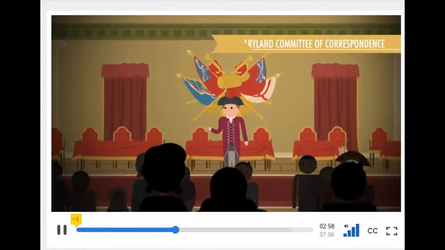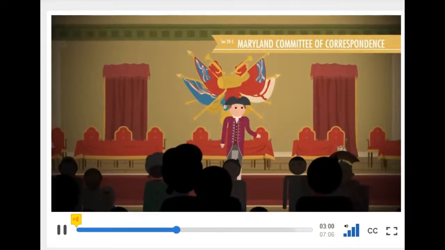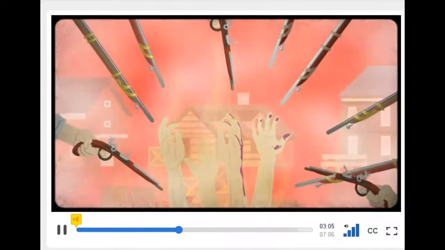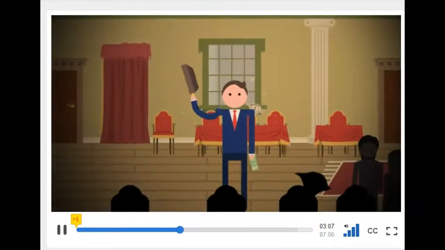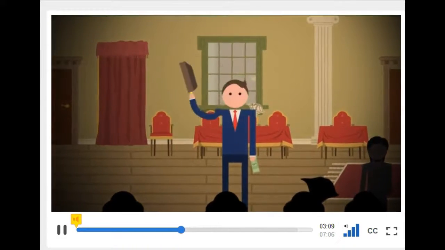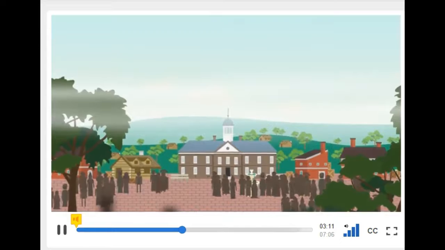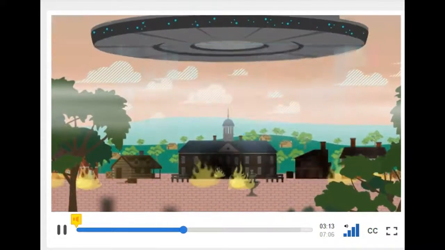The Maryland Committee of Correspondence, in fact, was instrumental in setting up the first Continental Congress, which convened to coordinate a response to the fighting that started in 1775. This was back when Congresses did things, by the way. It was awesome. Anyway, the Continental Congress is most famous for drafting and approving the Declaration of Independence.